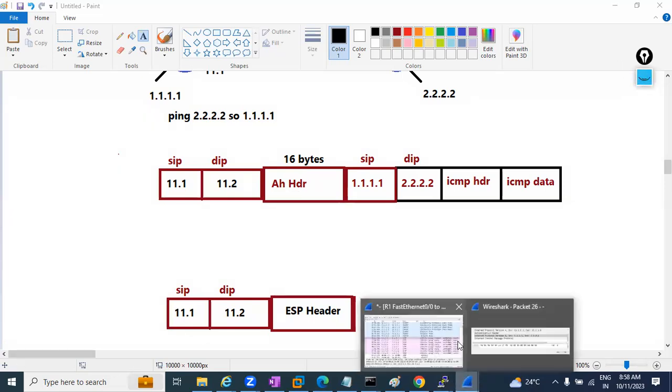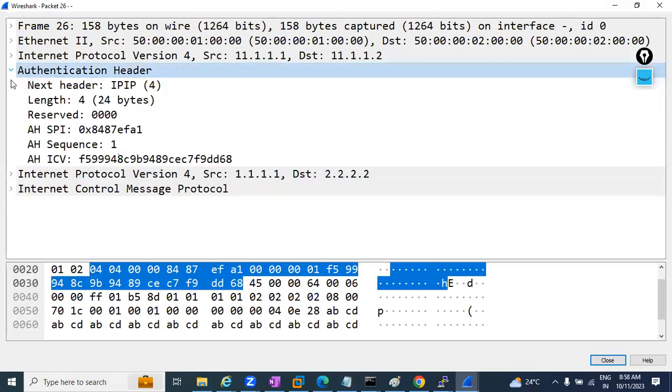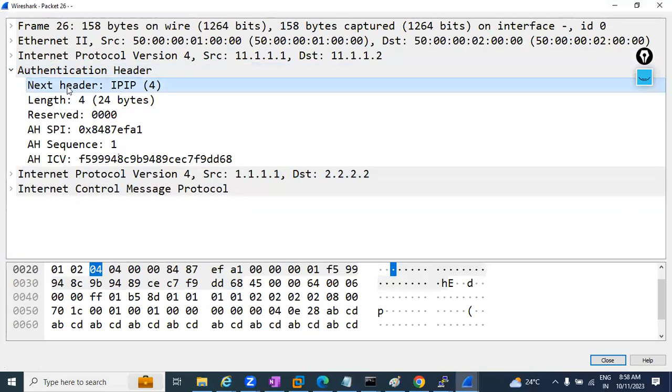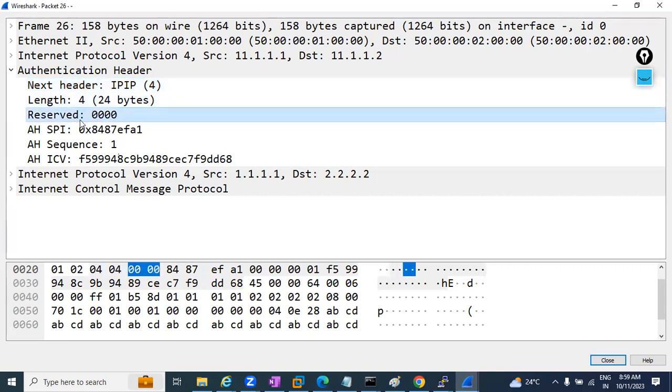So practically we'll check it out here. This is my AH header. For the AH header, the next header is my IP header here. So what will be the information? IP. This is the information about your IPv4. Then the length, which is the length of the header, then reserved for the future.